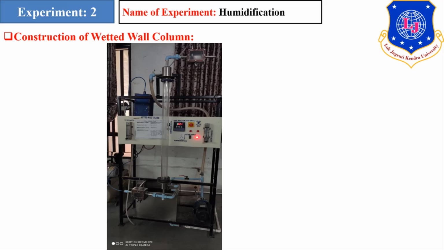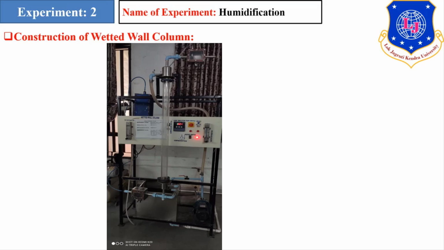As you can see, there is a borosilicate glass tube which is a column, or you can say wetted wall column, and here from the top we will be providing the water, and the water will leave from the bottom, and at the bottom of this glass we will be providing hot air, and from the top of the column the cold air will be removed.